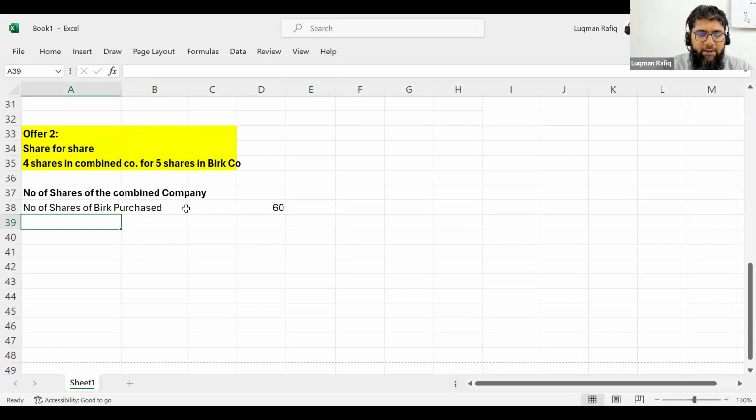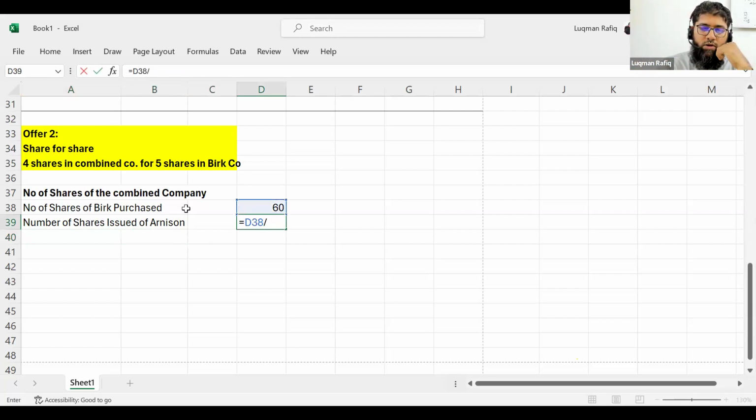Now what actually happens is the number of shares issued by Arnison. Arnison is purchasing Burke. Arnison is giving its own shares and taking Burke's shares. So this is going to be 60 million shares divided by 5, because for every 5 shares we are going to issue 4 shares. Is that okay? Do you people understand? 48 million, right? Number of shares.